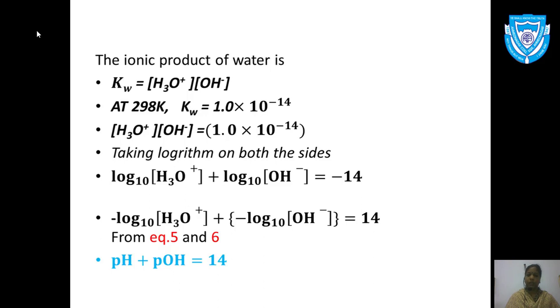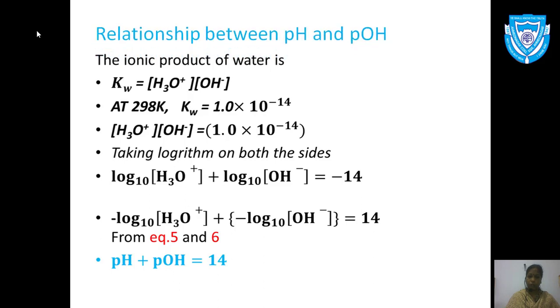So this way, from the pH we also can calculate the pOH, because we know the relationship of pH plus pOH is equal to 14. If pH is 2, then pOH becomes 12, because pH plus pOH is equal to 14. So we can use this to solve the numericals. This is the relationship between the pH and pOH. Now we'll go for the next slides.